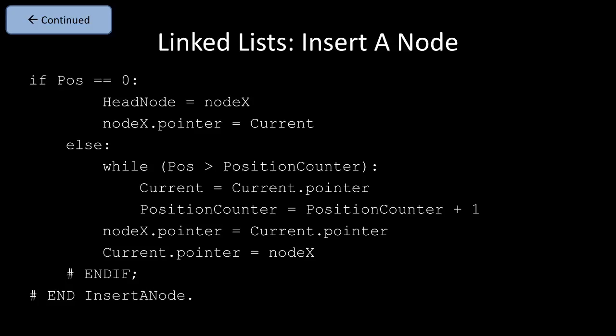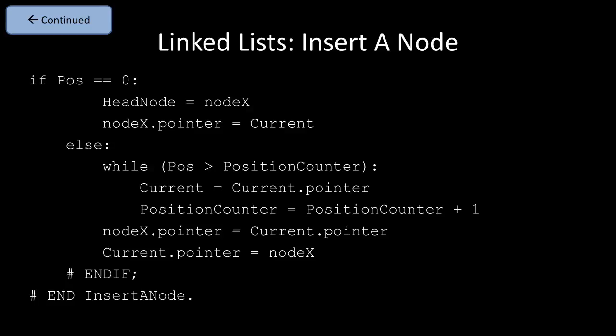It's quite straightforward. If the position I've specified to put the new node in is 0, that means what I'm saying is add a node to the start of the list. So that means what I need to say is the head node now needs to point to the new node, and the new node now needs to point to whatever the head node was, which is current. So that means we've inserted the value at the start of the list.